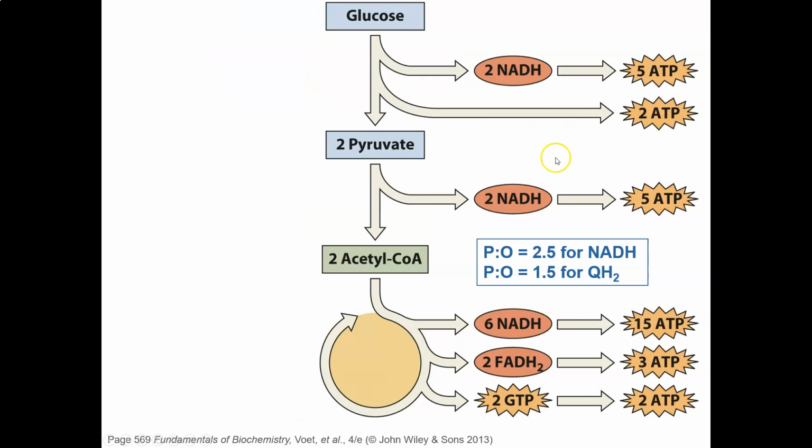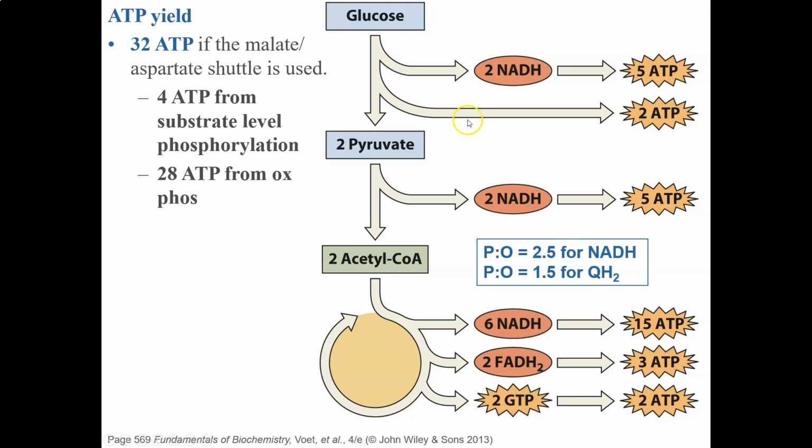Okay, so again, if we multiply 2 by 2.5, we get 5 ATPs here. This is the 2 that we got from substrate level phosphorylation. Another 5 here, 15 here. This is 2 times 1.5, and we get 3 here. Again, substrate level phosphorylation in the citric acid cycle.